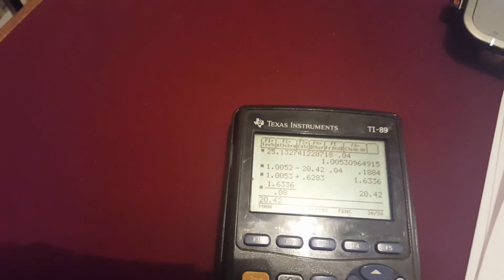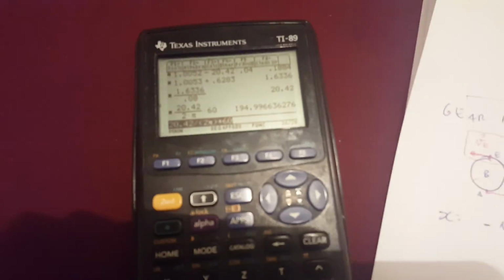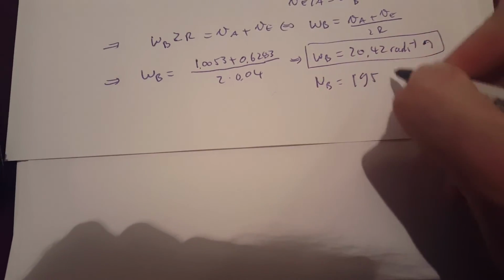And this in RPM: I just take 20.42, divide by 2 pi and multiply by 60. So I obtain 195 RPM.